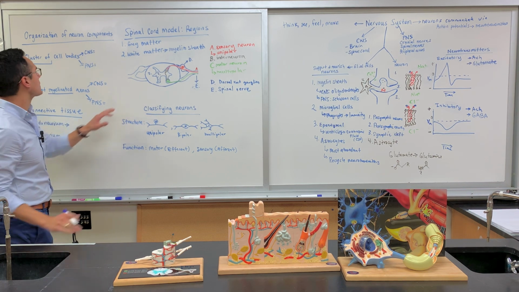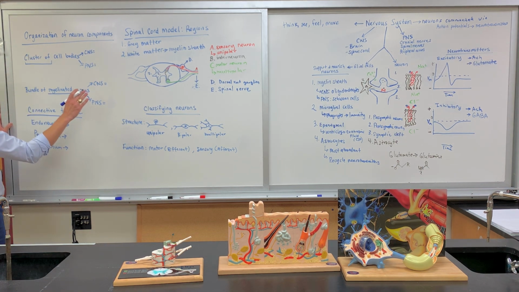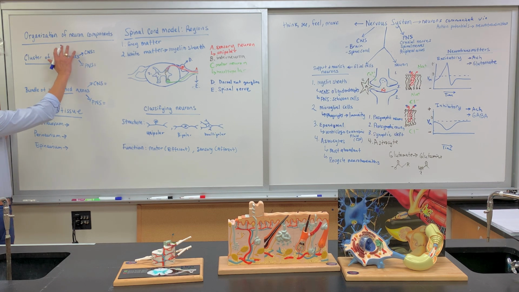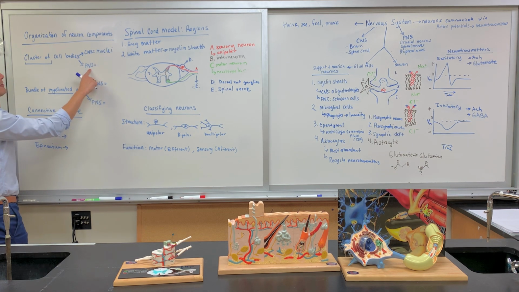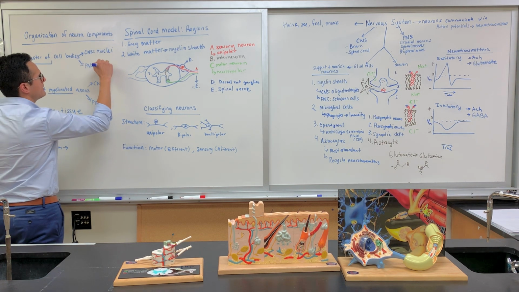Okay? All right, so now the next part is discussing the organization of the different neuron components. Whenever we say a cluster of cell bodies, what I mean is that there is a bunch of them. That's what a cluster is. So there's a cluster of cell bodies. But the names are different depending on the location. So within the central nervous system, we know it as nuclei. If it's in the peripheral nervous system, we know it as the ganglia.